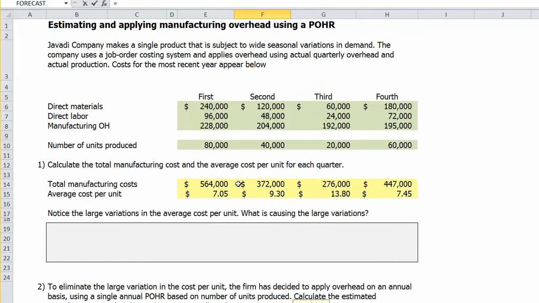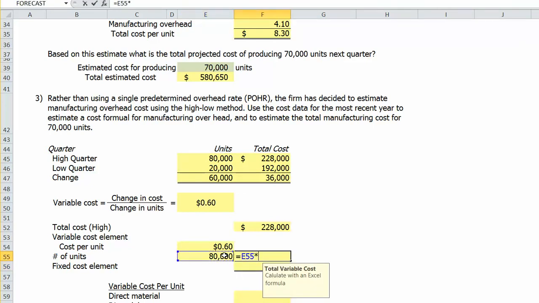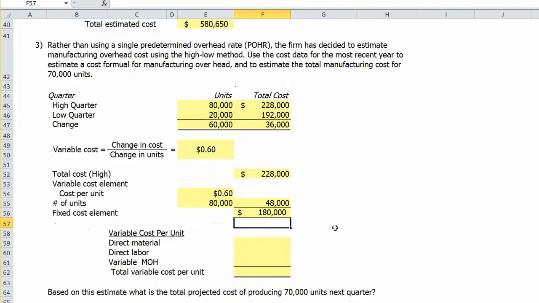Total manufacturing overhead was the 228,000. Our cost per unit we estimated at 60 cents. Our number of units in the high quarter was the 80,000. So our variable cost element would have been 80,000 units times 60 cents per unit. The variable portion of that would have been 48,000, which means the fixed component would have been the 228 minus the total variable, or 180,000.